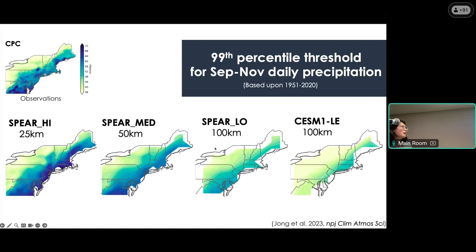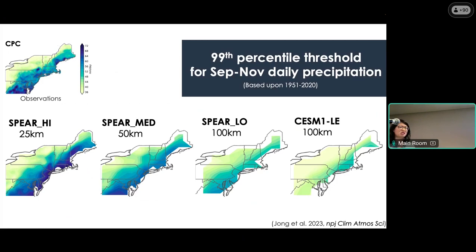And for SPEAR-high, it can simulate a comparable intensity of the threshold and also some detail of the spatial distribution compared to the observations. So if we use this 99th percentile threshold to select extreme events, it doesn't really reflect how well these models simulate extreme precipitation in terms of absolute intensity.